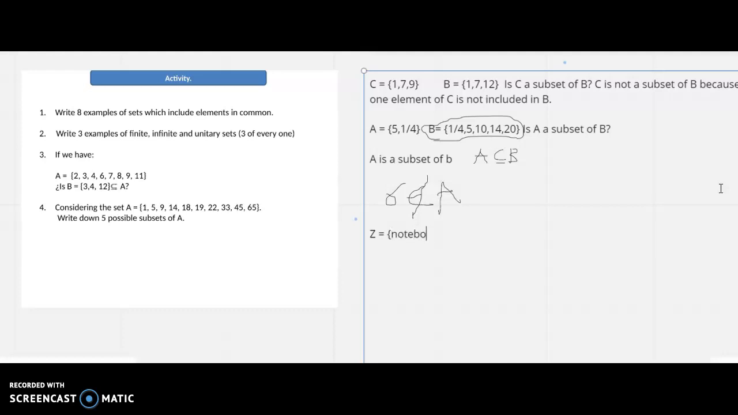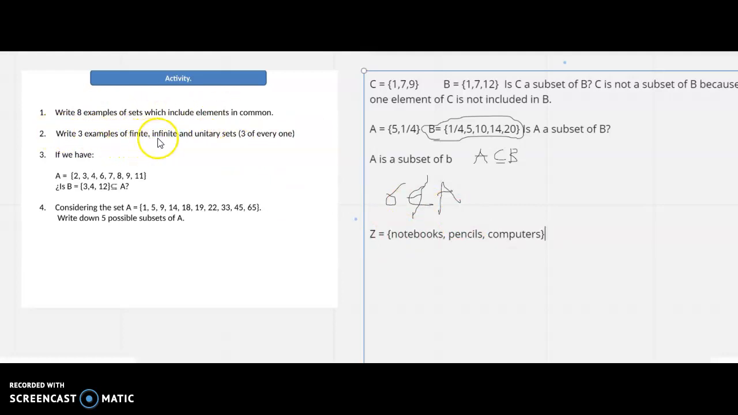We can use, for example, notebooks, pencils, computers. Okay, what do they have in common? These elements are commonly used in a school. Okay, they are academic elements that we need for learning activities. Okay, so this is an example of a set, and you can invent any type.